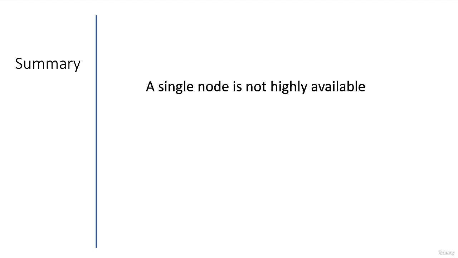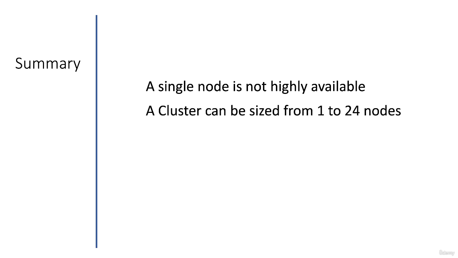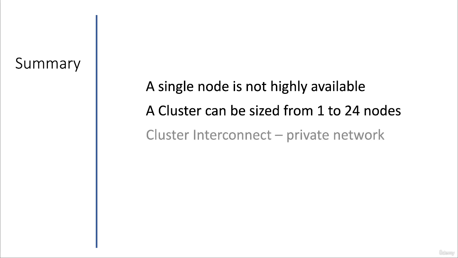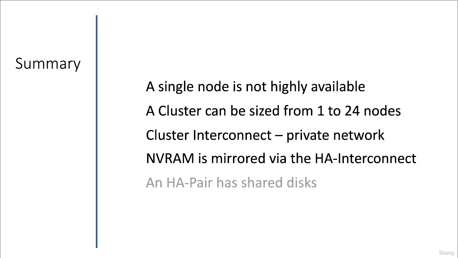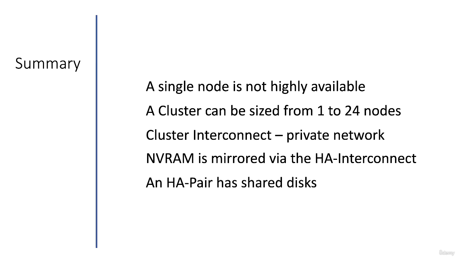So to summarize, a cluster needs a minimum of one single node, and that is not a highly available configuration. The absolute maximum number of nodes is 24, or in other words 12 HA pairs. All nodes in the cluster are interconnected via the cluster interconnect network, which is a redundant configuration. And the HA interconnect is used between two partner nodes in the same HA pair only to mirror NVRAM. And finally, both nodes in an HA pair are redundantly connected to the shared disk environment, and this is why a node can take over its partner disks when needed.